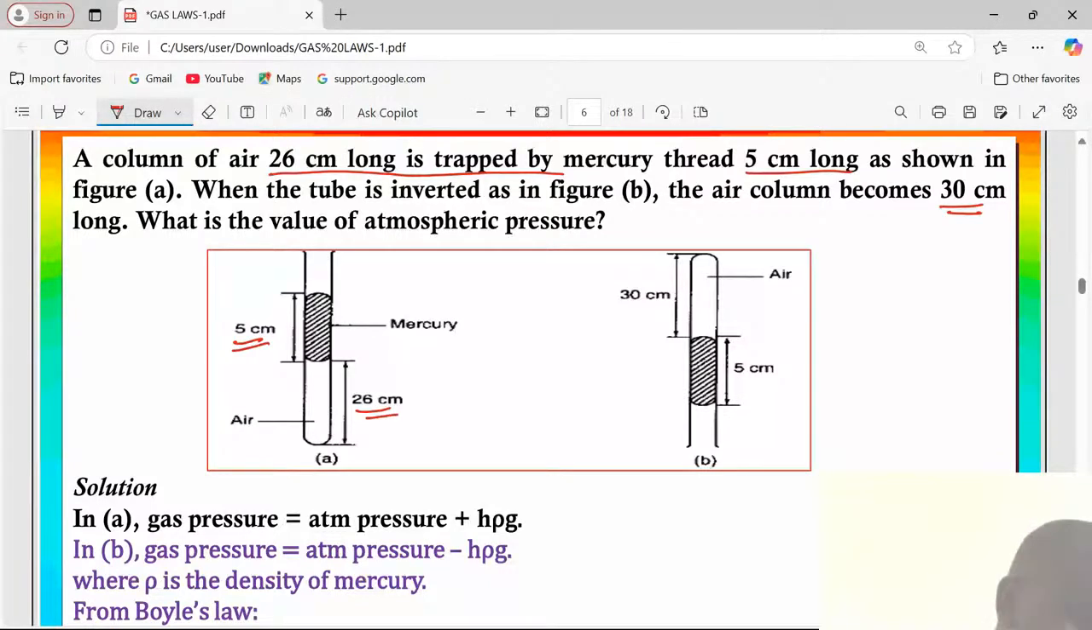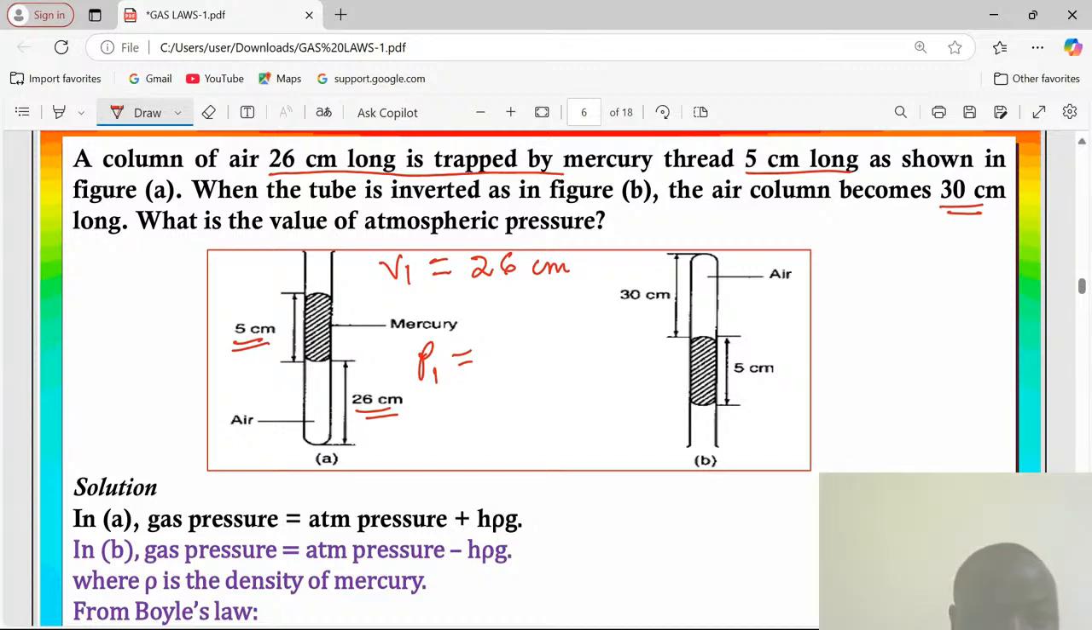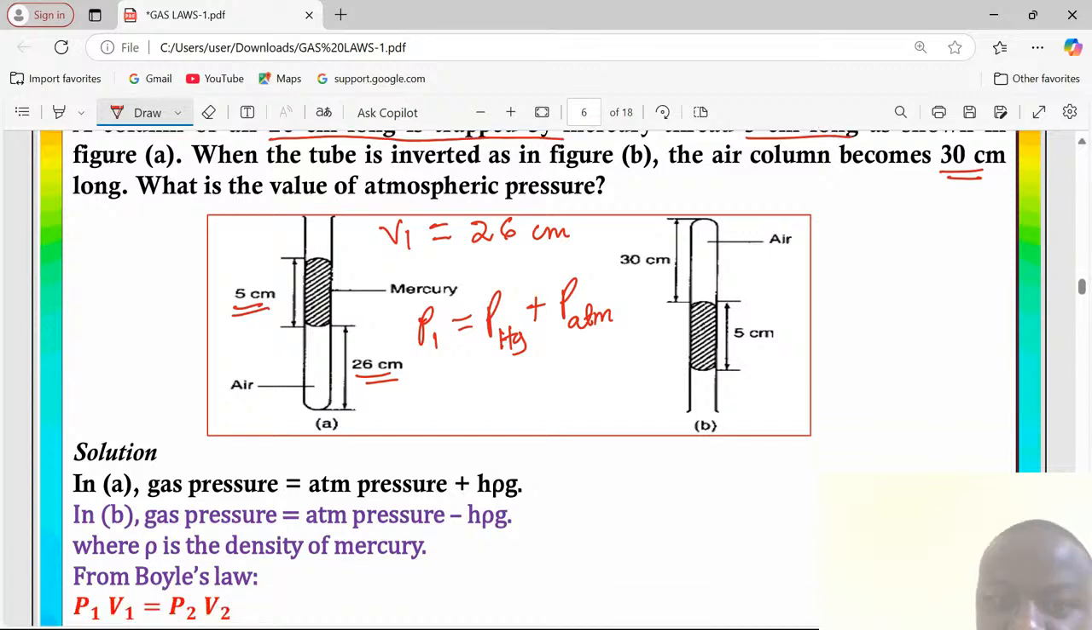The air column represents the volume of the air. Therefore, we can say volume 1 is equivalent to 26 centimeters. Then pressure 1, the total pressure acting on the air column, is going to be pressure due to the mercury plus pressure due to the atmosphere. Now, pressure due to atmosphere is unknown. We can let it be X.